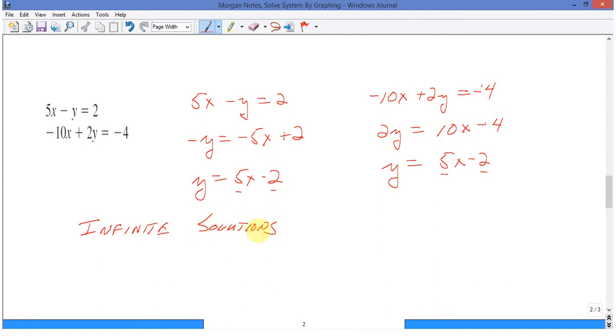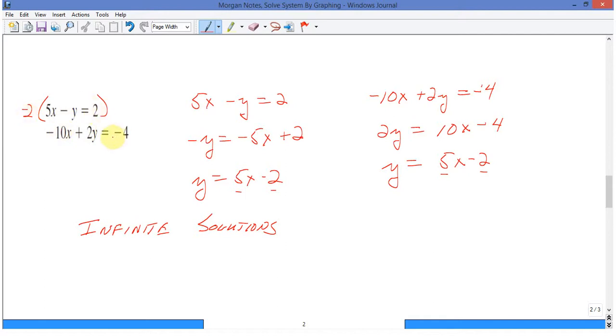In fact, let's see if we could have detected that at the start. Look at how these equations are. You can see that if I take this first equation and multiply the whole equation by -2, that would end up giving me the second one. So -2 times 5x is -10x. -2 times a -y is +2y. And -2 times 2 is -4.